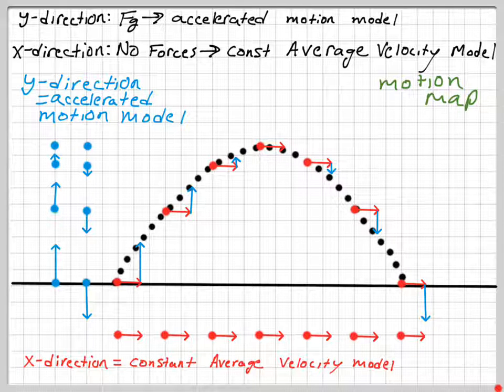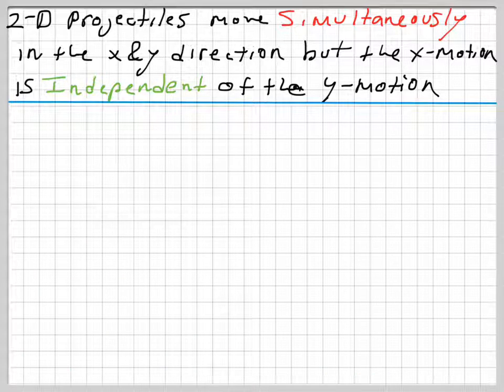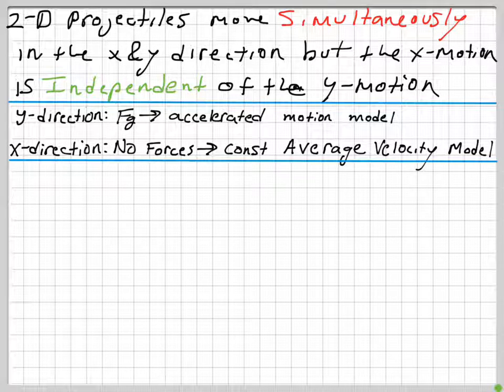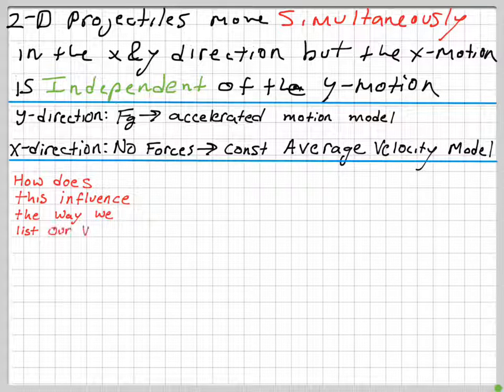So that's how the accelerated and the constant velocity models play out at the same time, simultaneously, in a motion map. So we've got our big idea here about simultaneous x and y motion, but independent. And we know that in the y direction, there's an accelerated motion model. In the x direction, we've got this constant velocity model. So how does this influence the way that we list our variables?